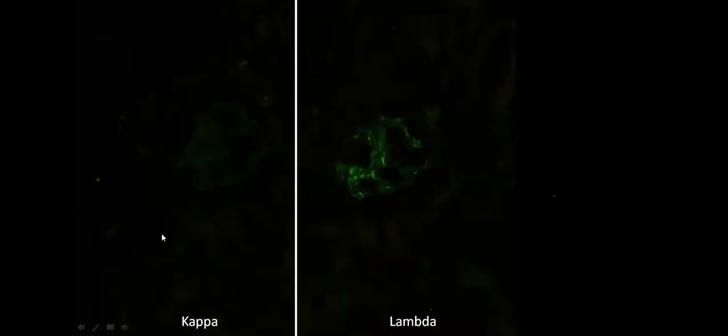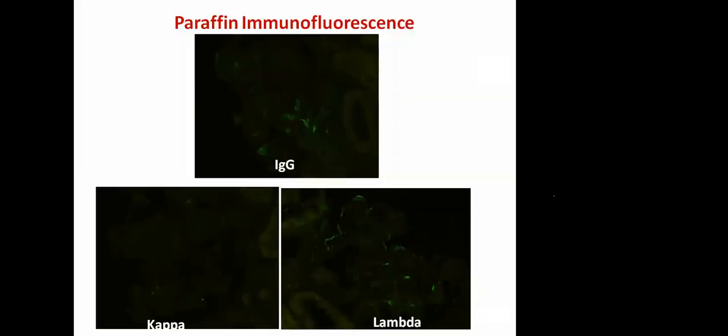So we did immunofluorescence. IgG showed that there are some deposits along the capillary loop, and these deposits were negative for kappa but positive for lambda. So whichever light chain is there, that is called restricted. By the word restricted, you might think that when I say lambda restricted, lambda is negative, but actually it is not correct. When I say lambda is restricted, that means only lambda is positive and kappa is negative. Okay. So whichever light chain is positive, that is called restricted. So there is lambda light chain restriction in this case.